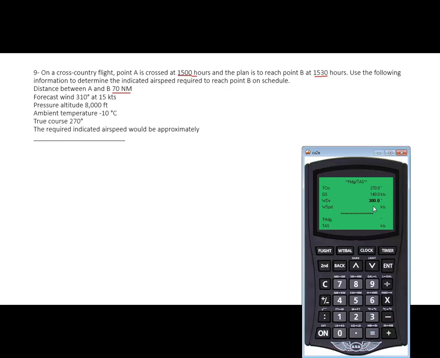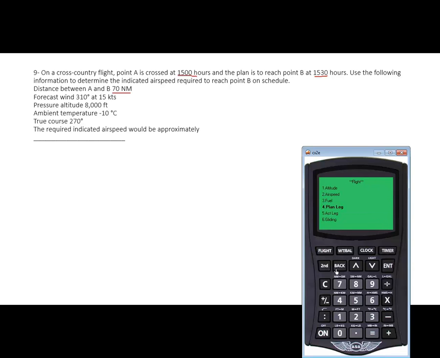The wind here is listed at 310 degrees, 15 knots, which says we need a true airspeed of 151.8. And we're not quite there yet. We've taken the wind out of the ground speed, but to get indicated airspeed, you've got to go back to calibrated airspeed.